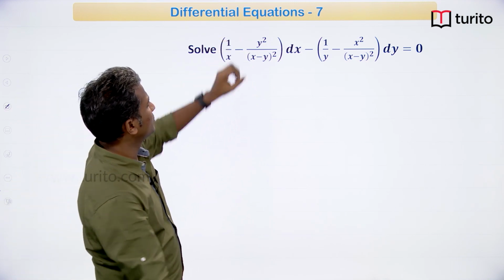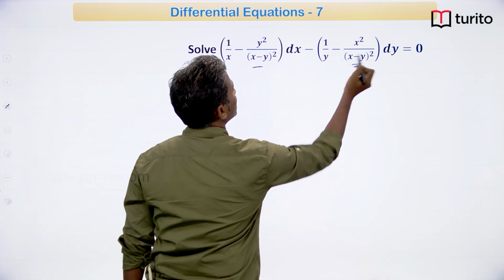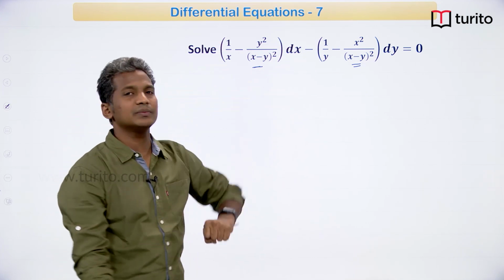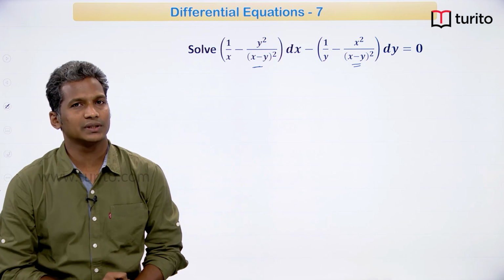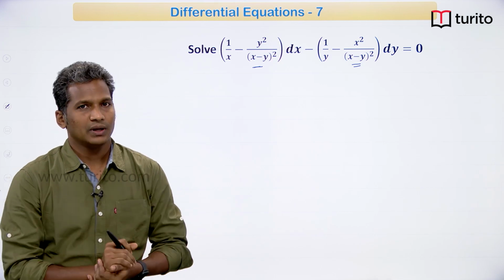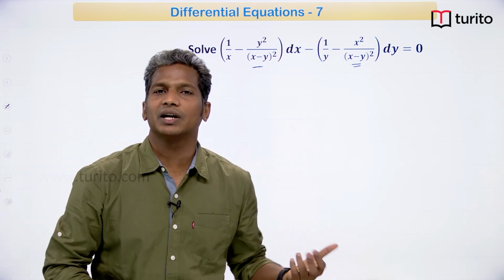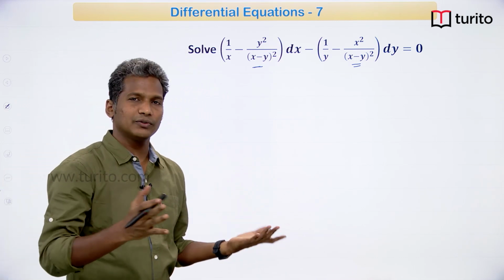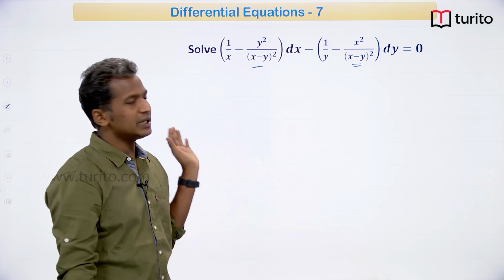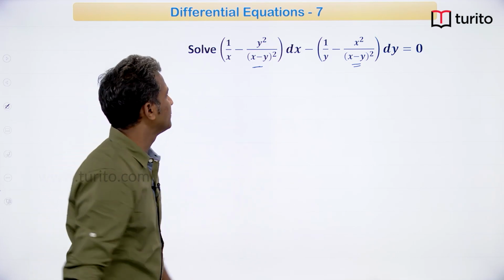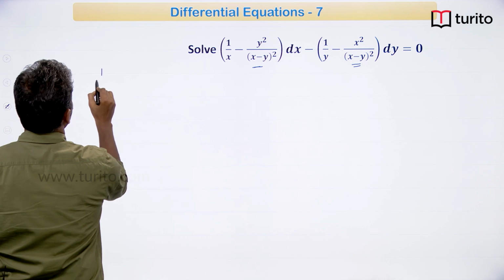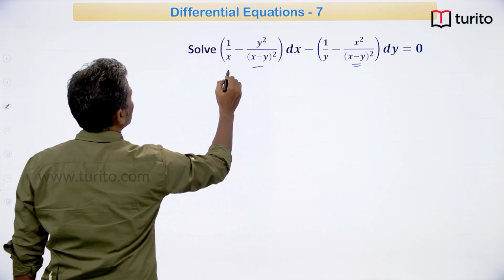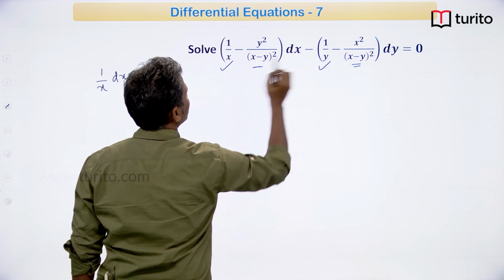No. This term and this term are in the homogeneous forms, but the 1 by x and 1 by y terms are not in homogeneous forms. So overall no, homogeneous also failed. So we have to try the exact forms or miscellaneous forms. What is the idea? First separate the terms which can be easily integrated. Here 1 by x into dx can be integrated easily, so this term is taken care of. Now we will take care of this term.